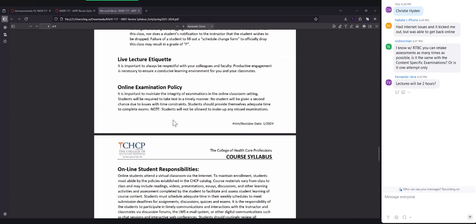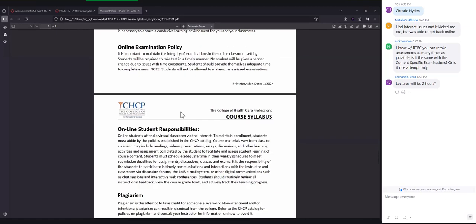The online examination policies: make sure that you are going to be using the Respondus browser. Make sure you have a good web camera. Make sure that you are plugged in. I don't recommend trying to take these tests on the phone, especially if you're driving. Please don't do that. Get somewhere quiet with a solid internet connection before you sit down to try to take these exams, okay? It's going to be very important for you.